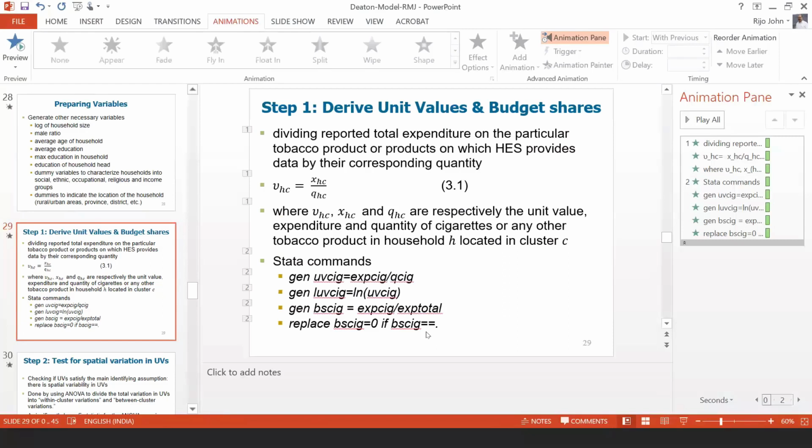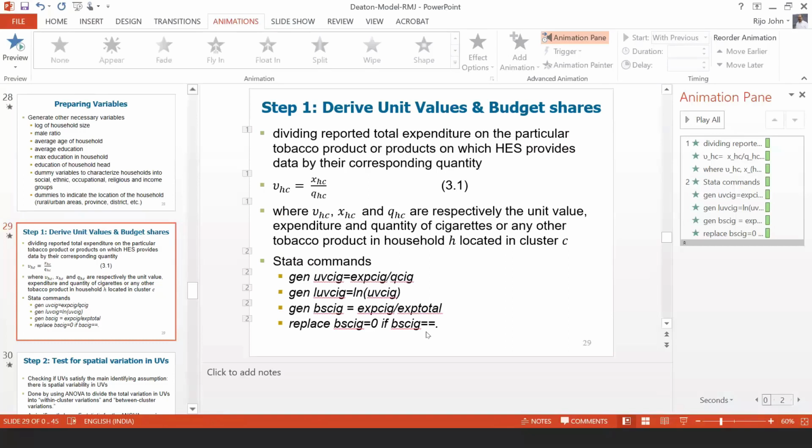Step 1 is to derive the unit values and budget shares. You basically divide the reported total expenditure on the particular tobacco product of your interest. Let's say it is cigarettes that you're working with: you take the expenditure on cigarettes and the quantities purchased of cigarettes and divide one by the other. For each household, you are computing a unit value here. The v_hc, x_hc, and q_hc are respectively the unit value, expenditure, and quantity of cigarettes or any other tobacco product in household h located in cluster c.